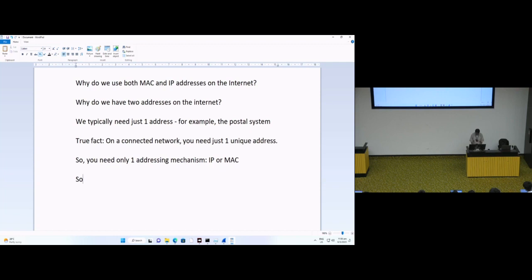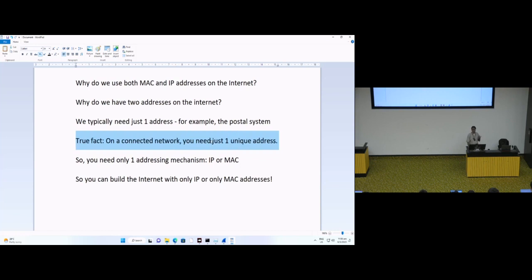So, now this is going to blow your mind, you can build the internet with only IP or only MAC addresses. Yes, you can. Do you believe me? You have to believe me. Why? You agreed with this fact. If you don't believe me, then you disagree with that fact, right? Okay, so this is in fact true.